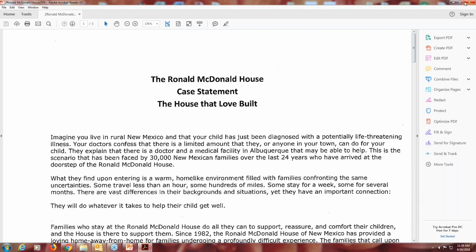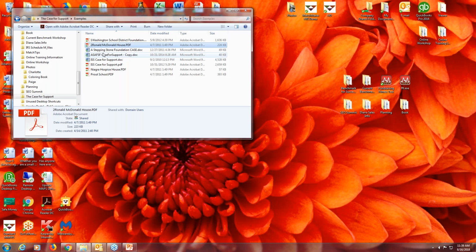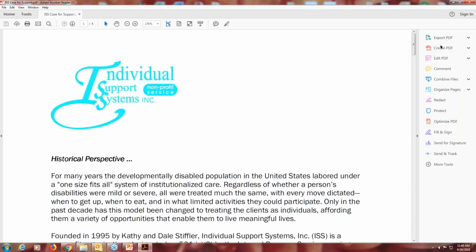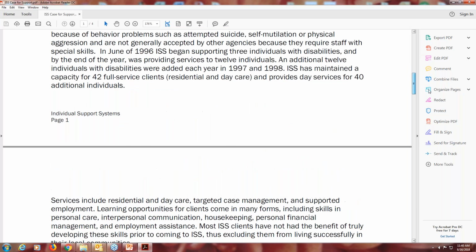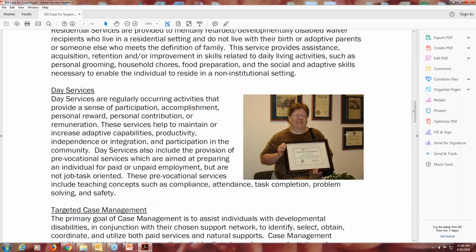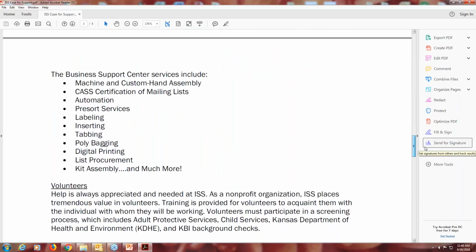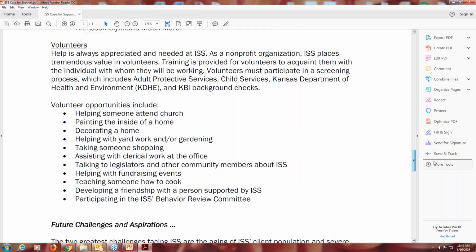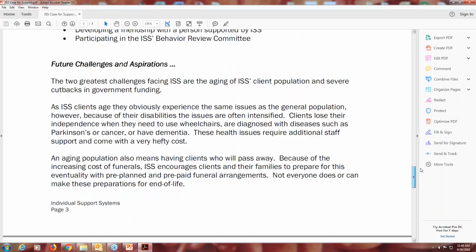So for some of you, that may be something you want to think about. This one, let me show this one. I like this one. This organization, I never liked their logo. It was really too hard to see. But one of the things they did is they explained their services. They used pictures so somebody could actually see that. Again, great use of bullet points to show what they were doing. Opportunities for volunteers. This was their future challenges and aspirations.